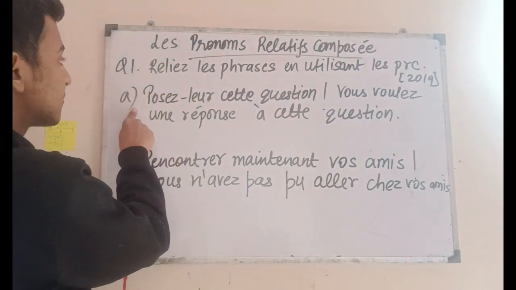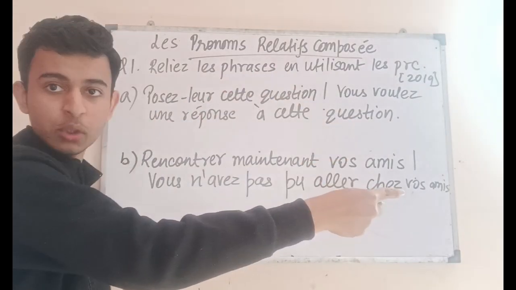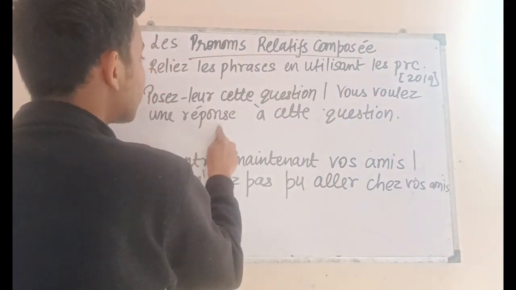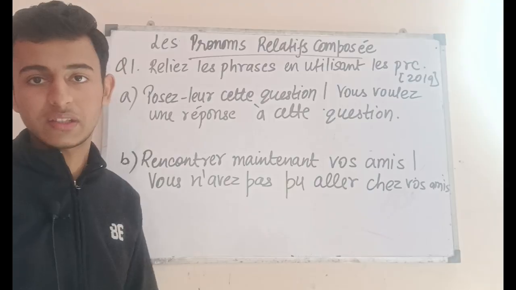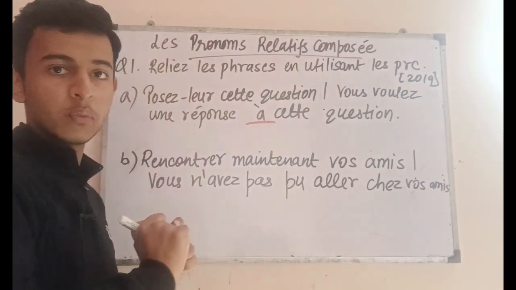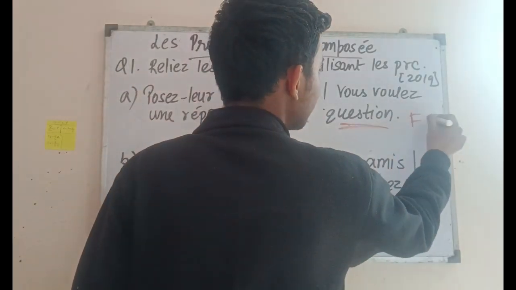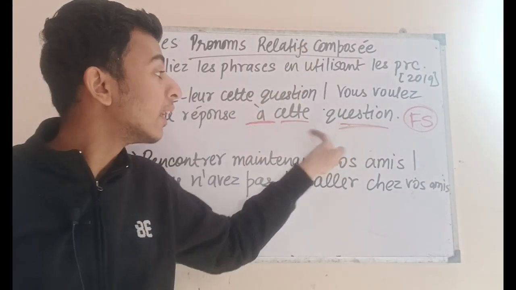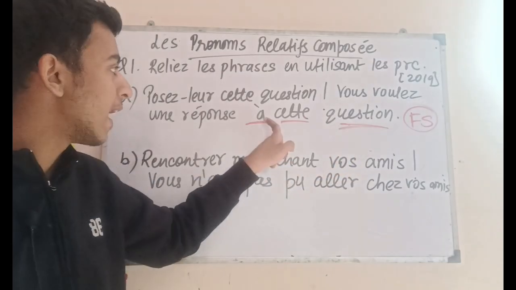The first part says, posez-leur cette question. Posez-leur means ask them this question. There's a certain question, you have to ask somebody. Vous voulez une réponse à cette question? You are wanting a response to this question. À is the preposition which is used. And since cette question gives us the idea of feminine singular, our pronom relatif composé becomes à laquelle. Cette question is feminine, so for feminine, laquelle, and the preposition is à.